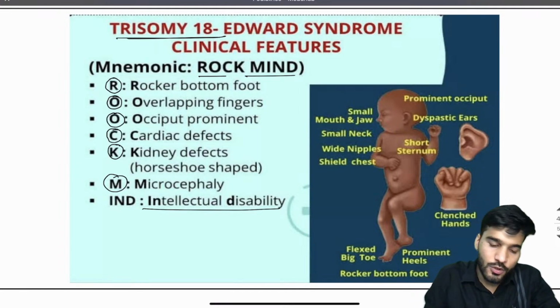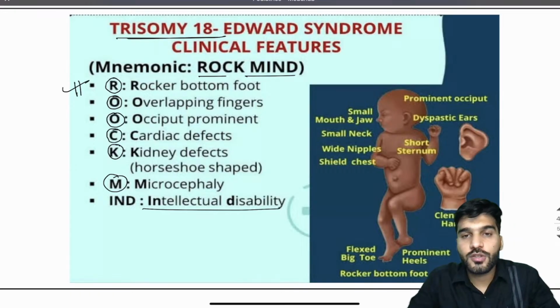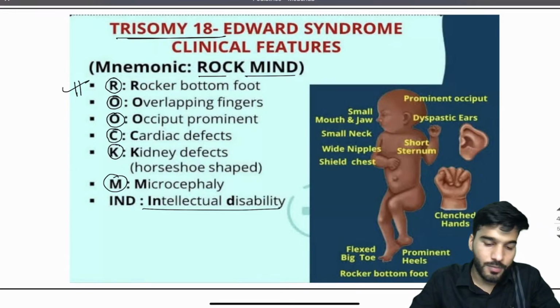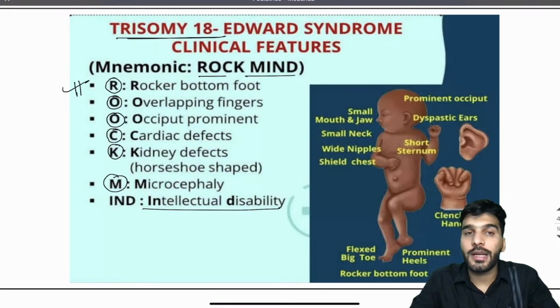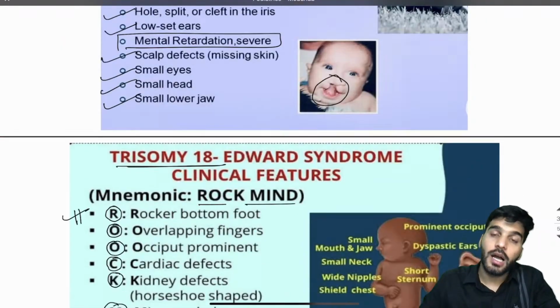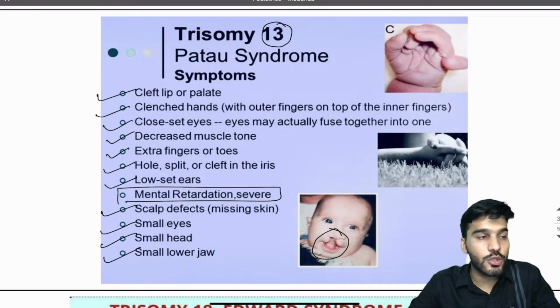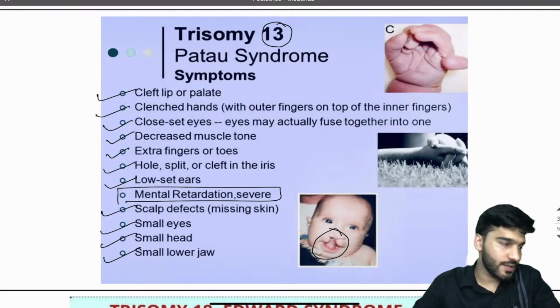For Edward syndrome, they usually mention rocker bottom feet, guys. Rocker bottom feet are seen in which syndrome? Edward syndrome. Remember, the most common cardiac defect in Turner syndrome is bicuspid aortic valve stenosis, and in Down syndrome it is endocardial cushion defect. If they ask about Noonan syndrome, that is going to be pulmonary stenosis.